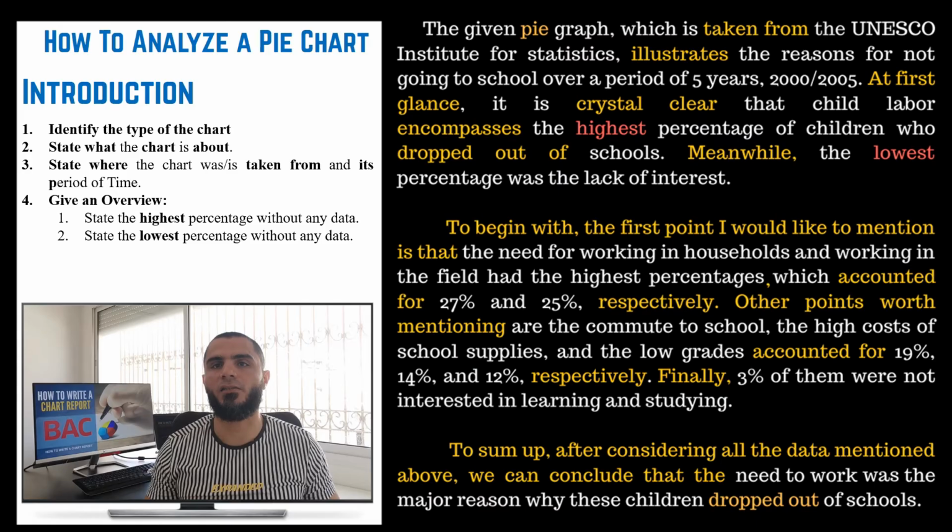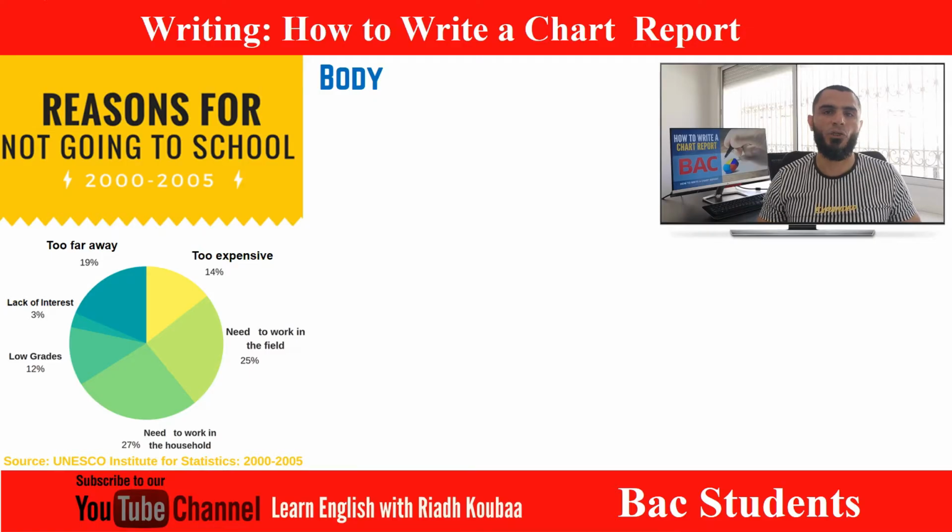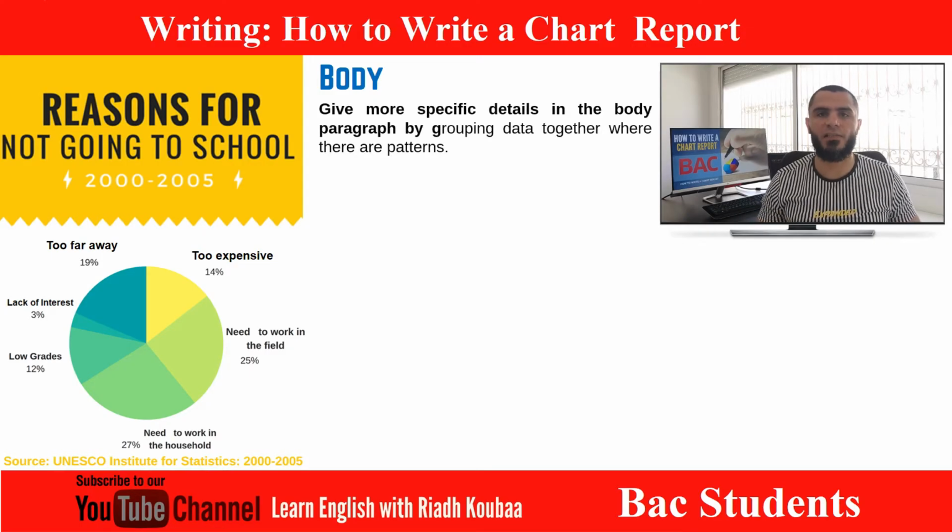At first glance, it is crystal clear that child labor encompassed the highest percentage of children who dropped out of schools. Meanwhile, the lowest percentage was the lack of interest. In the body, you should give more specific details and group data together where there are patterns. According to this chart, we can make these three groups. The percentages of these groups are similar.